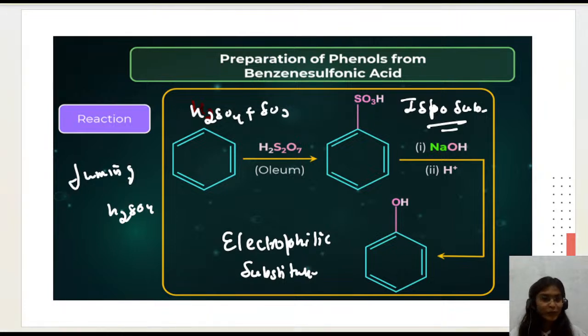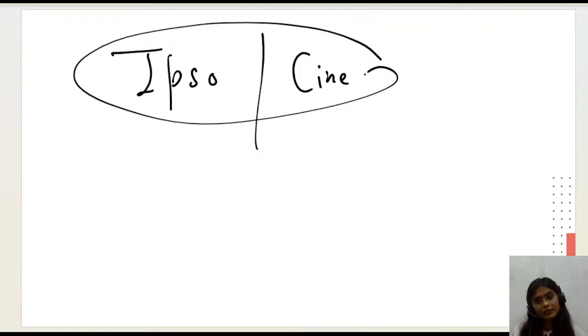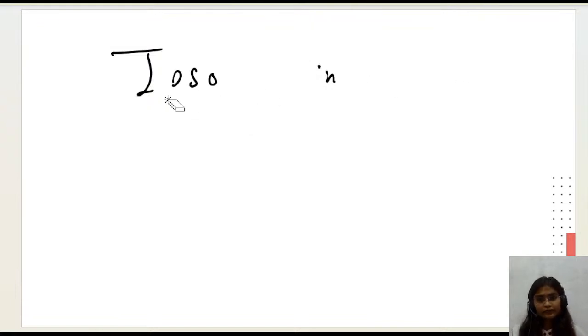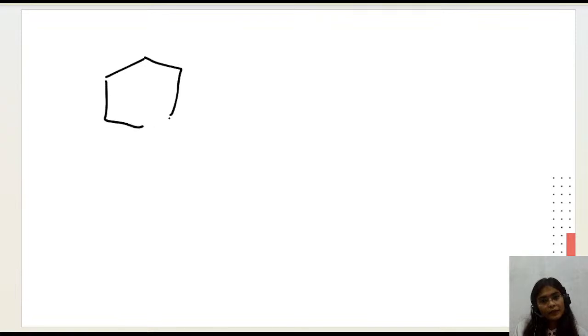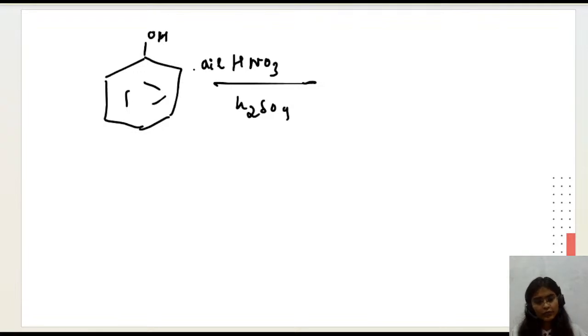Let me write what I want to ask. I'm asking ipso and sign. You are familiar with these words? No? Okay, let me explain. Just try to understand. For example, let's suppose this is an OH group, okay? And we are going to follow the nitration part, with HNO3 and then H2SO4, and in this case we're going to use dilute HNO3.